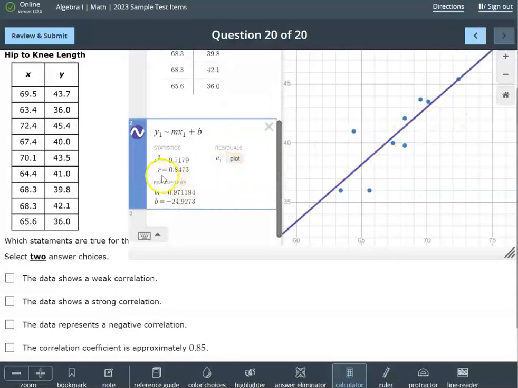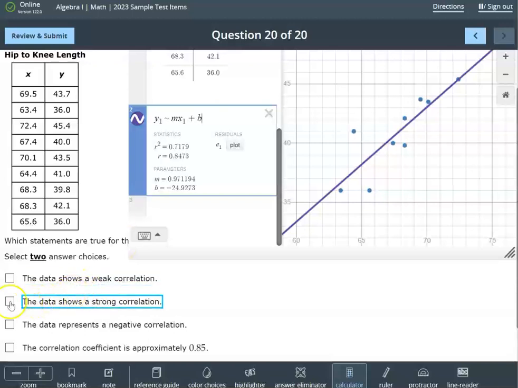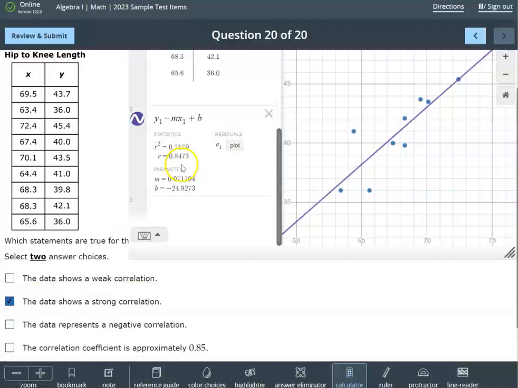So the R value, this is your correlation coefficient. It's 0.8473. That's pretty strong. Think of it like a grade on a test. If a child were to make 85% correct on a test, you'd be pretty happy with that. That's a strong grade. If they make like 50%, that's not good. That would be weak. So in this case, we're going to say this is a strong correlation because our R value is 0.8473.